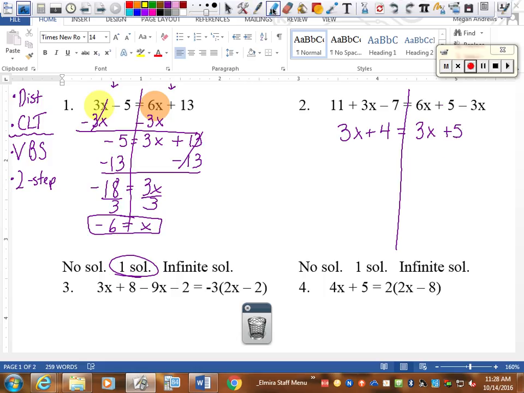And this is where I stop and check to see what I've got. 3x, 3x, those are the same. So I know it's not one solution, I know I can stop. Now I have to look at the 4 and the 5, and I say, oh, those are different. When those are different, it's no solution. If they had both been plus 4s or both been plus 5s, I would have said infinite solutions.